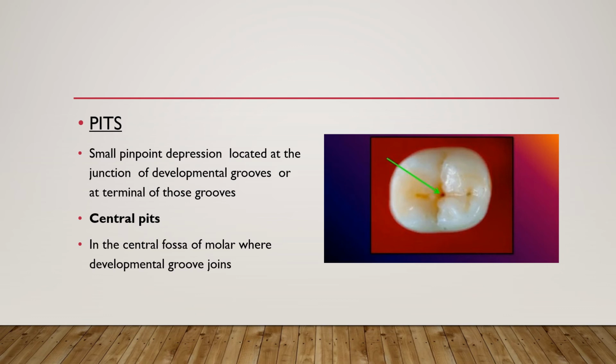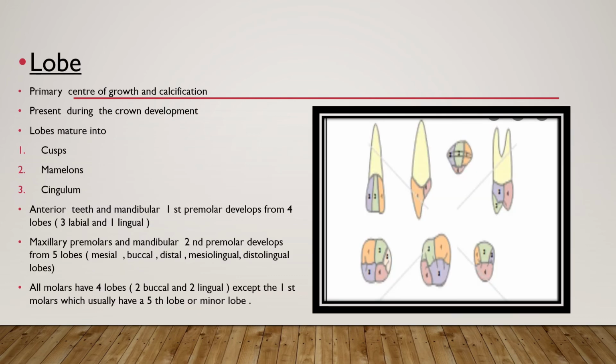Now let's talk about the central pit. Central pit is a term that is used to describe a landmark in the central fossa of molar where the developmental grooves join. So you can see at the center of the central fossa where all the developmental grooves are joining, there you can see a small pinpoint depression on the occlusal surface of the molar, that is known as the central pit.